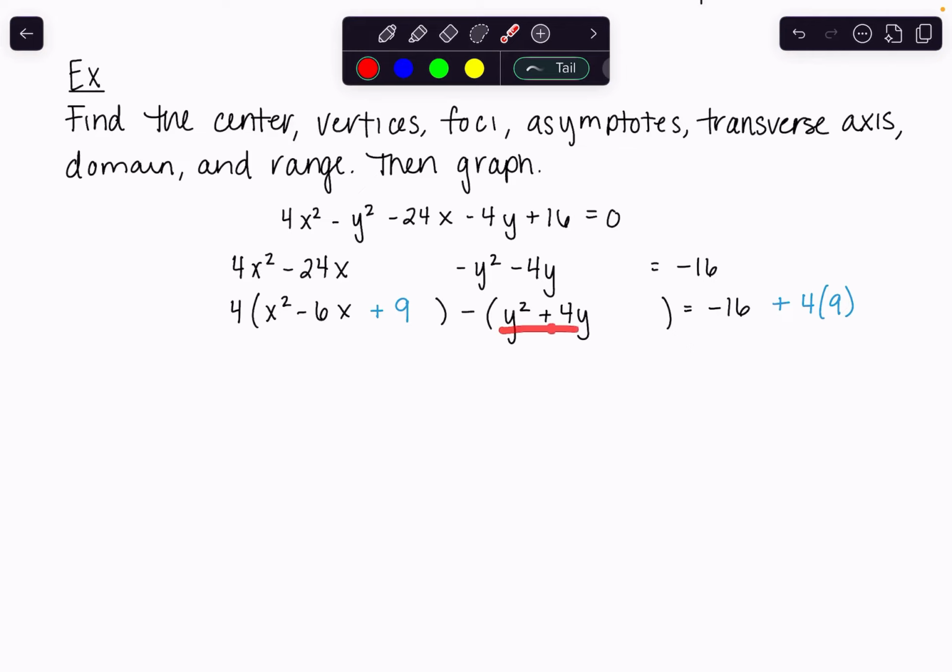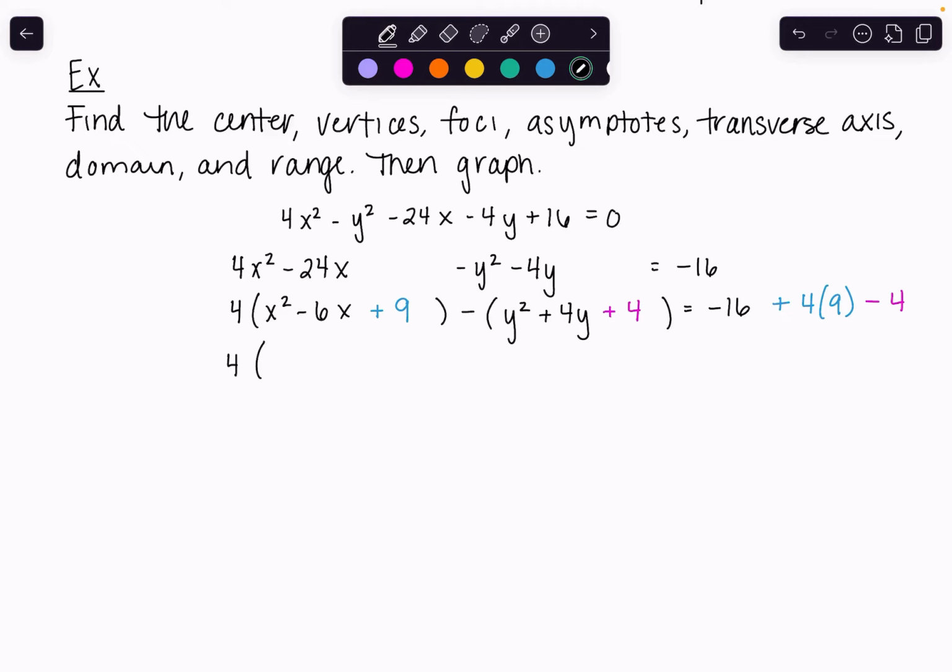And then likewise, when I go to figure out what to complete the square with on the y terms, the middle term is 4y. When I divide that by 2, that's 2. When I square that, that gives me a 4. Again, I don't just add a 4 to this side. What happens is that minus out front distributes back. So really what I've added on the left is negative 4. So I need to add negative 4 on the right-hand side. So that gives me 4.